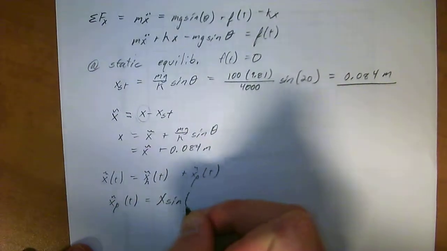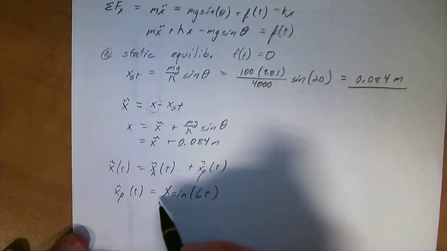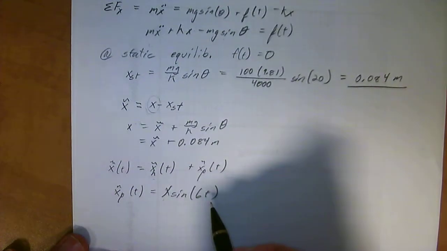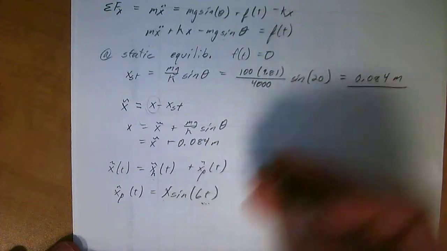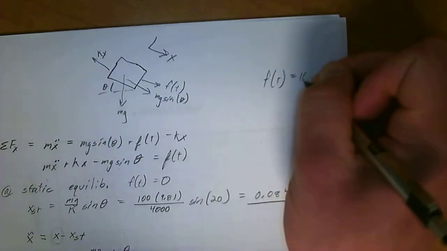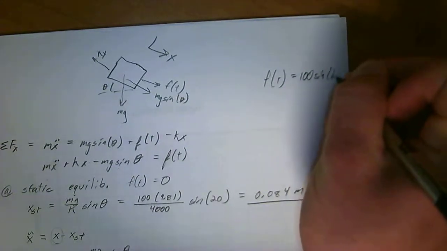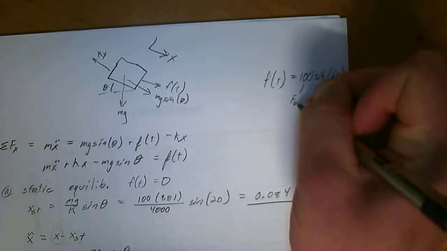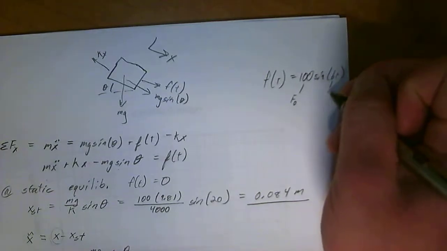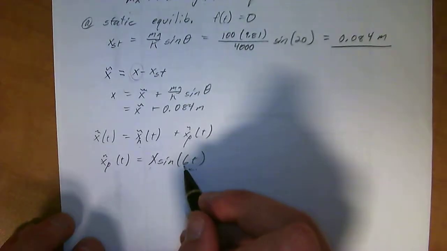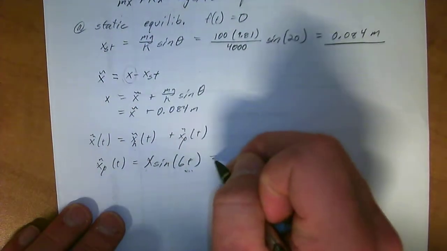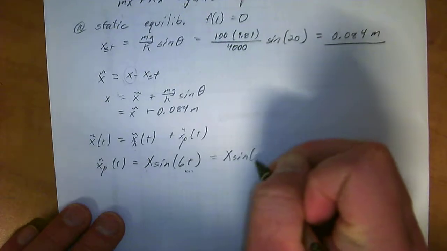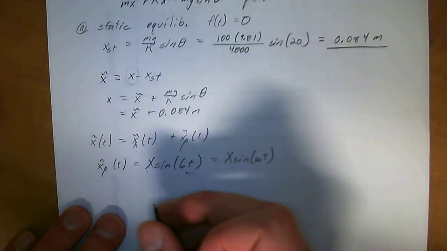Since we know it's a vibratory system, we can just say x tilde p of t is equal to x sine of 6t, which is the new amplitude, but the omega has to match the omega of the forcing function that was given in the problem, which is, I'll just write it up here, f of t is equal to 100 sine of 6t, where this is f naught, the forcing amplitude, and this is omega. So the omega has to match in the particular solution, because the particular solution has to see the form of sine of omega t, right here.